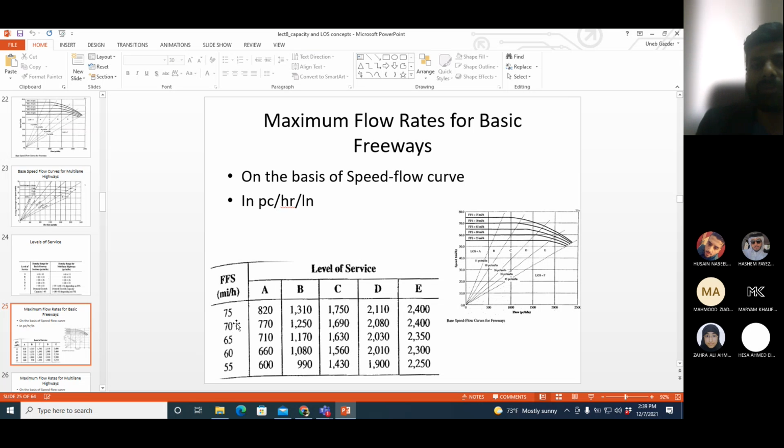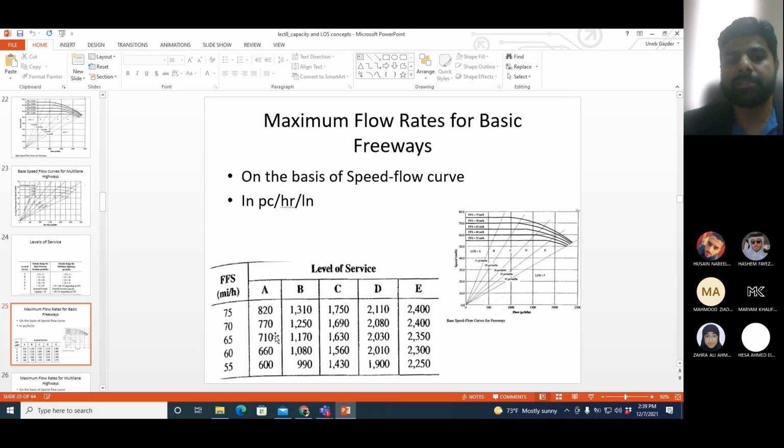So if your free flow speed is 75 or 70 or 65, like what we have now, the free flow speed is 65. That means I don't need to calculate my own values. I don't need to apply the procedure which I did yesterday. I can do it using the service flow rates given in this table.